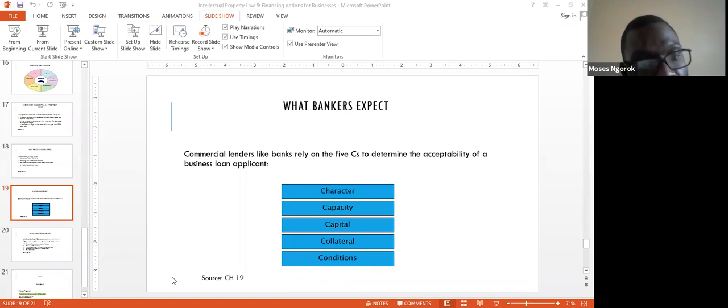But in Uganda, let me just be clear and say that if you've not borrowed from any financial institution, then you don't have a credit score as yet. So that's the position.